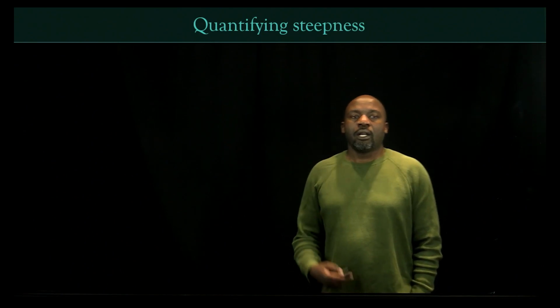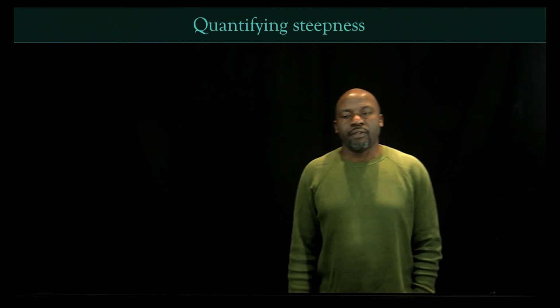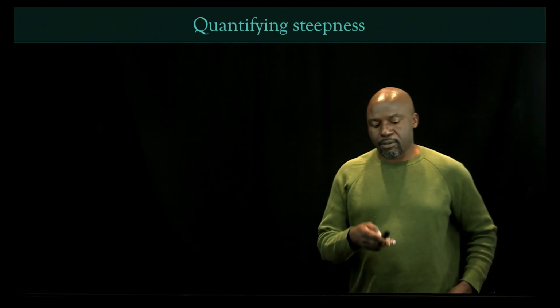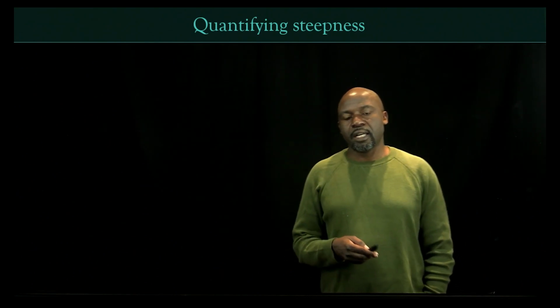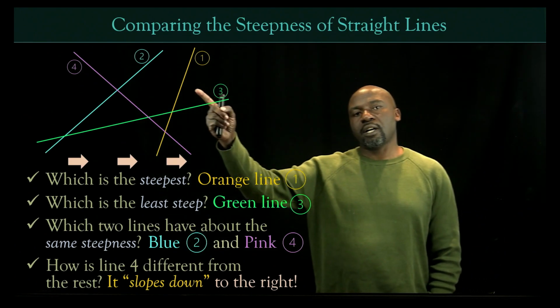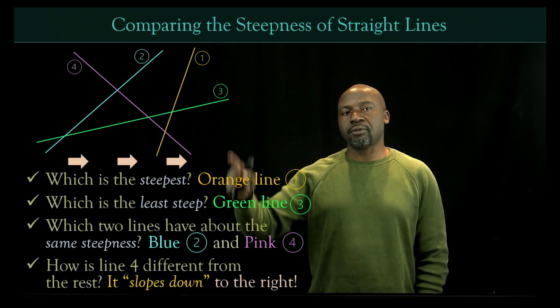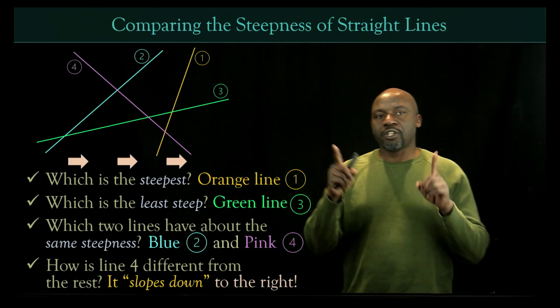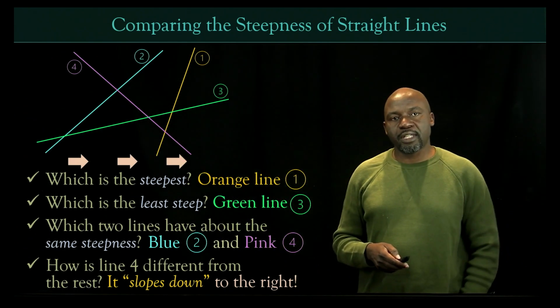Okay, we want to quantify the idea of steepness. We saw there that one of the lines was steeper than the rest. Let me take you back. We saw there that line 1 was steeper compared to line 2 and compared to line 3. But can we quantify this thing that we refer to as steepness?